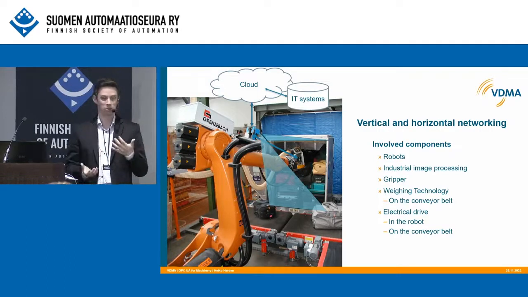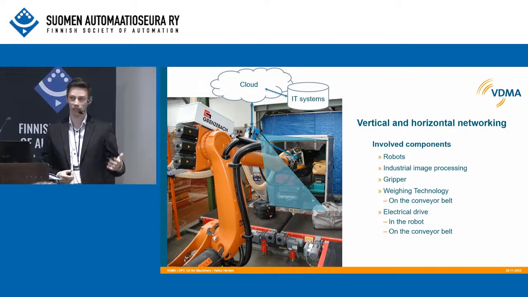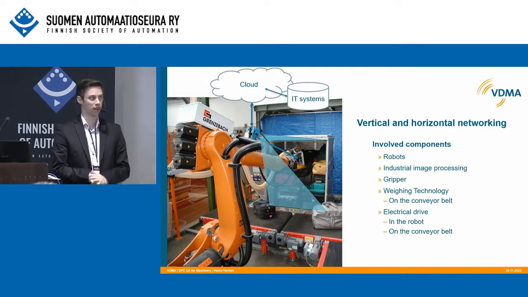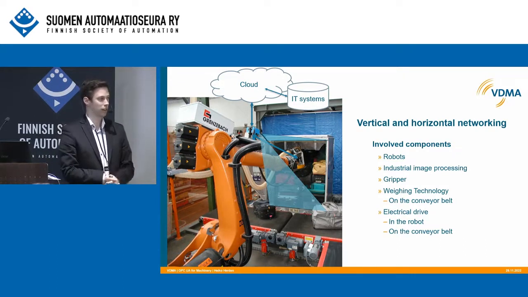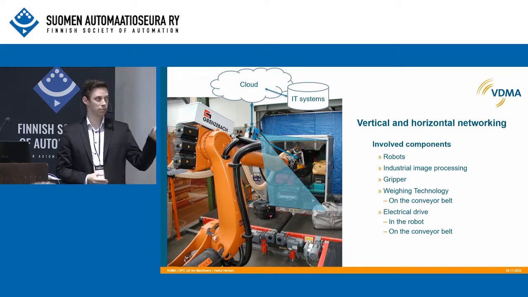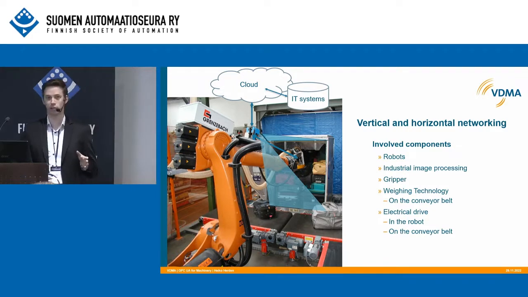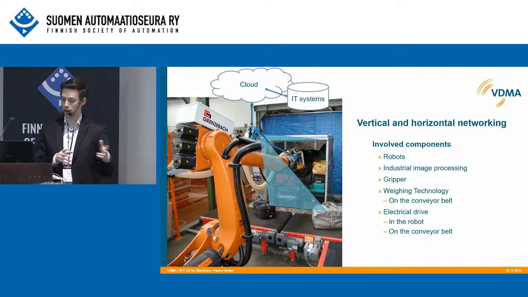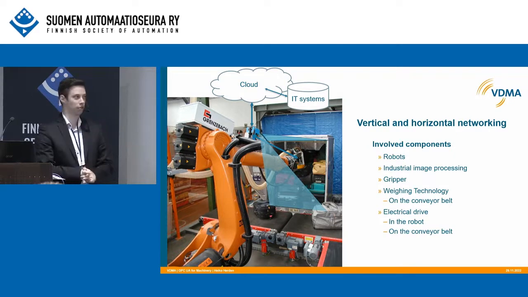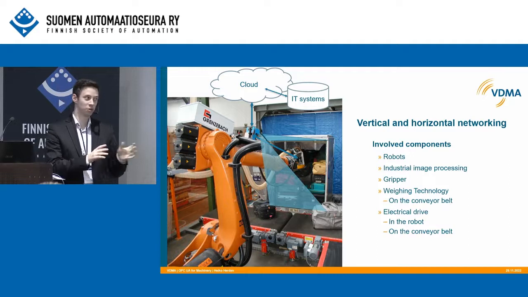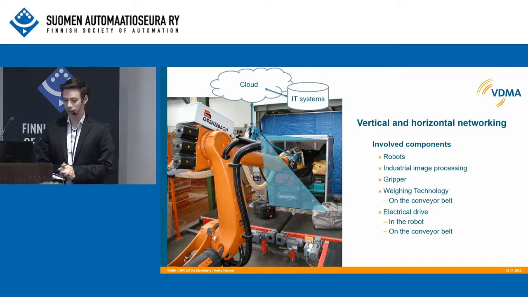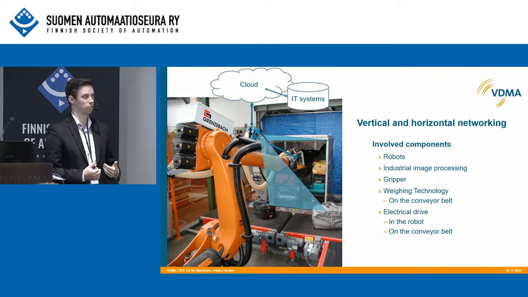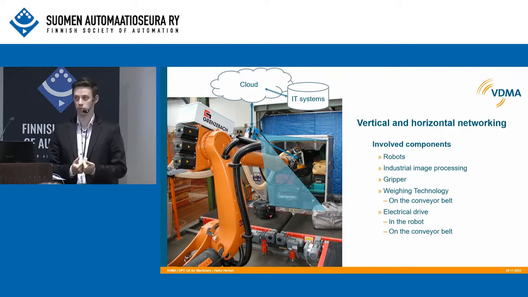Why do we need to do something? So we have a lot of different machines and components and systems that are connected to each other. I brought a simple example here where we have a robot arm taking luggage out of a container, putting it on a conveyor belt. And in this simple example, we already see a lot of different involved components. So we have a robot, we have machine vision, we have a gripper at the end of the arm of the robot, we have weighing technology on the conveyor belt, and we have an electrical drive in the robot and on the conveyor belt. And all those things need to work together, and they can already work together, but it's cumbersome. You need to put a lot of time and work into those systems to work together.